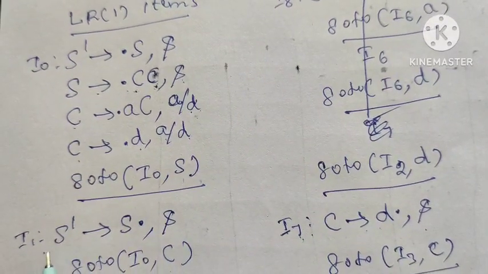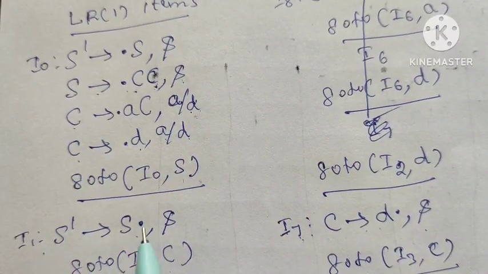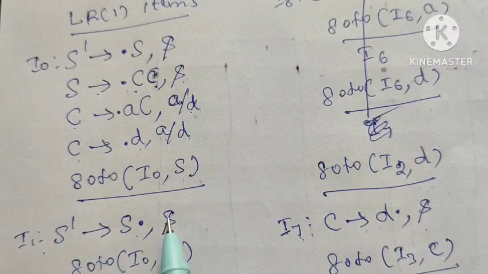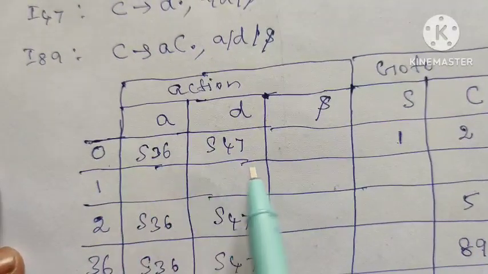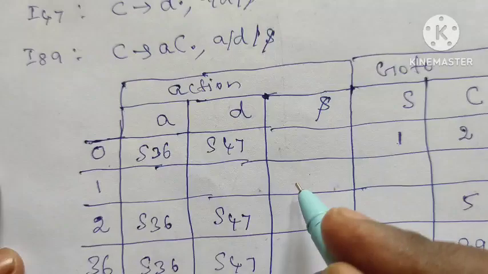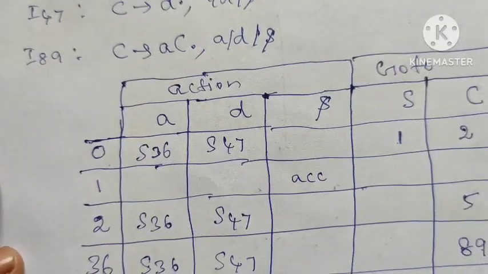But in I1 we can see S dash tends to S dot. But this is an augmented production. If it is an augmented production, see the lookahead symbol. What is the lookahead symbol? It is dollar. So in I1 where dollar is, write it as accepted, ACC.